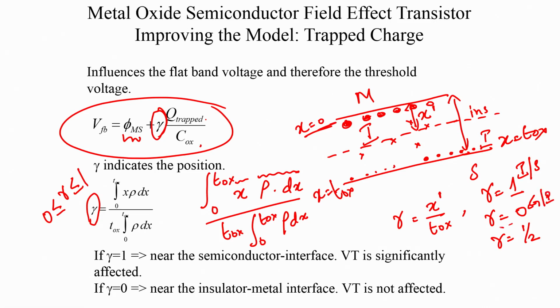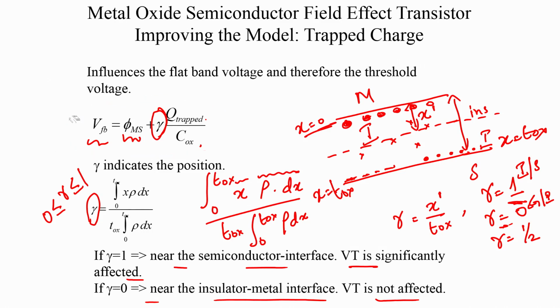If gamma is 0, then the flat band voltage is not affected. You can think of the charges as part of the gate metal. But if gamma is 1, that means the charges are located closer to the semiconductor insulator interface, then your flat band voltage is more significantly affected. So in this case the Vt is significantly affected, whereas in the case of gamma equal to 0, Vt is not significantly affected. So, this is a simple model.